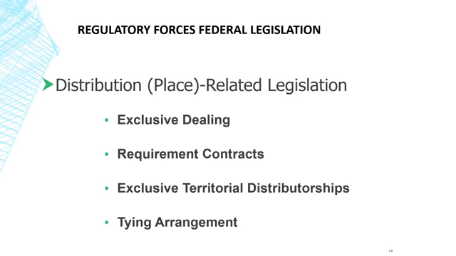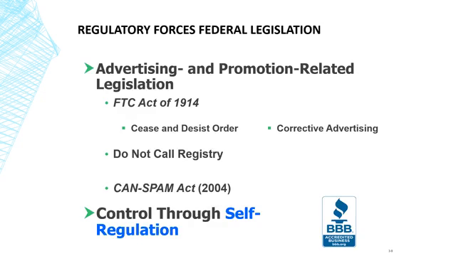There is distribution-related legislation, things like requirement contracts, exclusive dealing, exclusive territorial distributions, and tying arrangements. Most of these things have been deemed to be anti-competitive. That is, they reduce the level of competition. So in many cases, there are laws limiting or eliminating these sorts of arrangements altogether. There are also advertising and promotion related legislations going all the way back to the FTC Act of 1914. But today we have things like the Do Not Call Registry, the CAN-SPAM Act of 2004, and of course self-control through self-regulation.